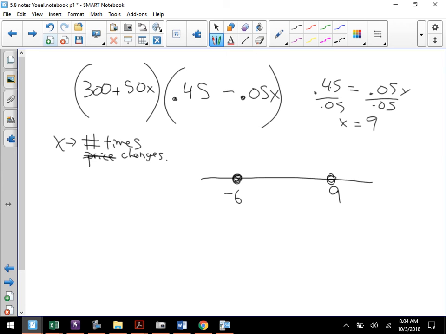So to find the halfway point, what's -6 plus 9? It'd be 3, then we have to take half of it. Remember, we're adding them together. We're finding the midpoint. So the halfway point would be, what, 1.5? That means if I change the price 1.5 times, I maximize the amount of poundage of bananas I'm going to sell. -6 plus 9 divided by 2. Find the midpoint.